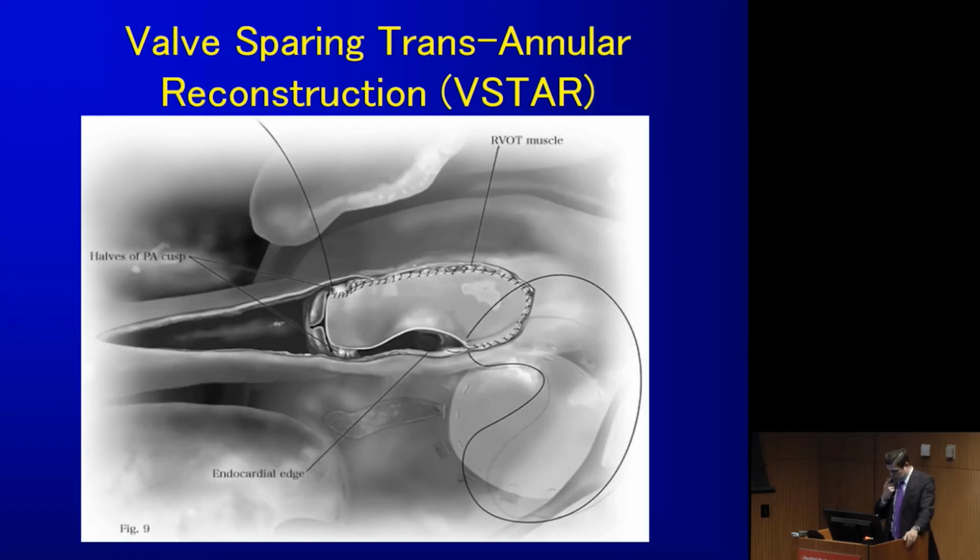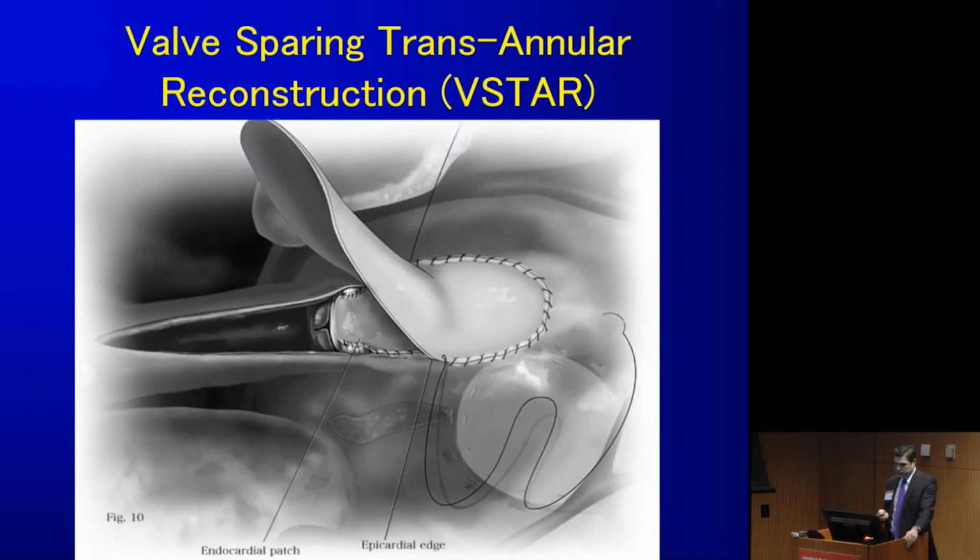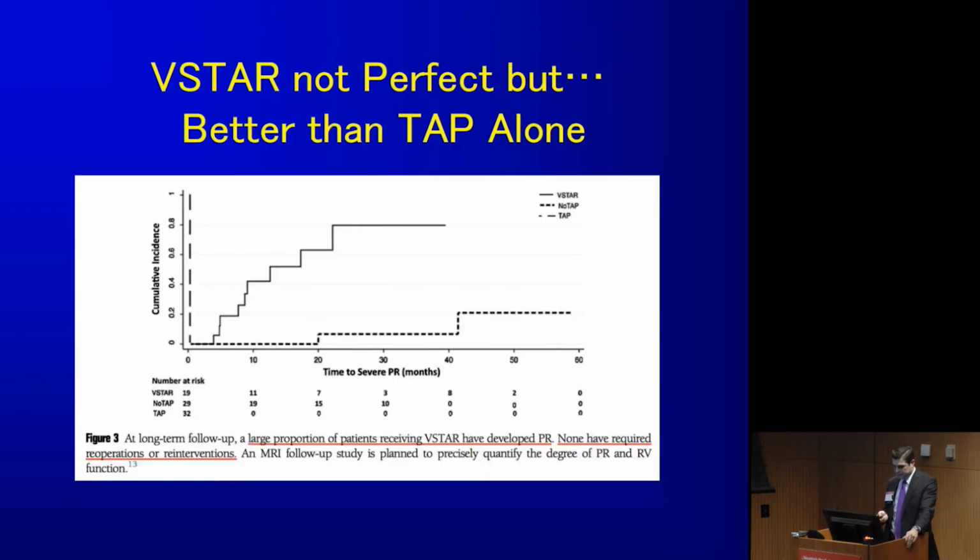This is a little bit easier figure, I think, to appreciate that. This is the monocusp valve leaflet that's being sewn in there to the existing pulmonary valve. And then this is the overlying transannular patch that's being sewn there.